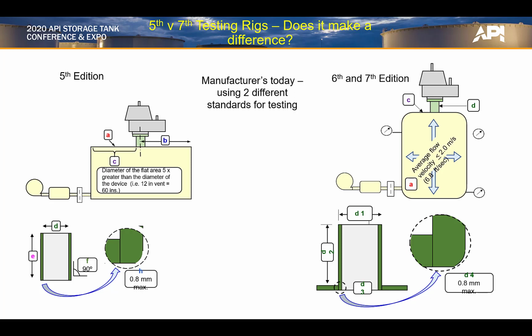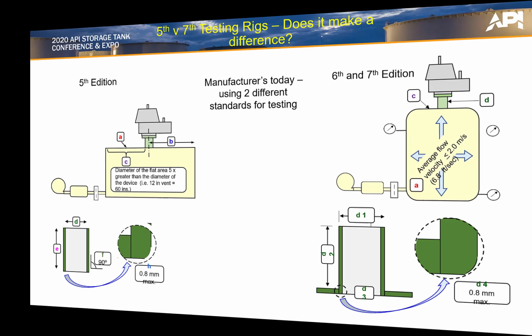It turns out today that about half of the manufacturers use the 7th edition rig and the other half use the 5th edition. Why isn't everybody using the 7th edition rig? After all, it should be more up to date. The answer is that it's costly to switch over test rigs, and there are many who believe that the 7th edition rig is inferior to the testing specified by the 5th edition. So another question is, does the rig make a difference in test results?